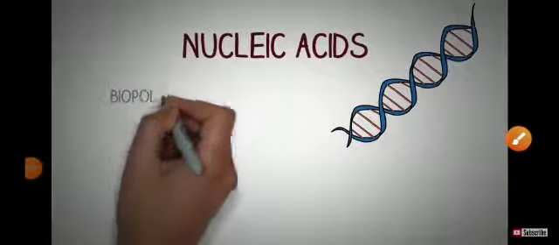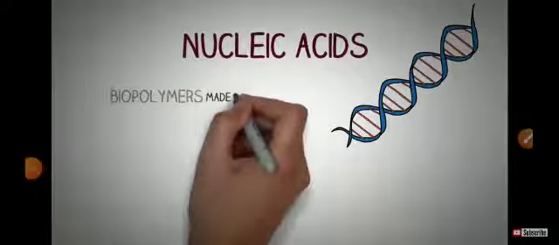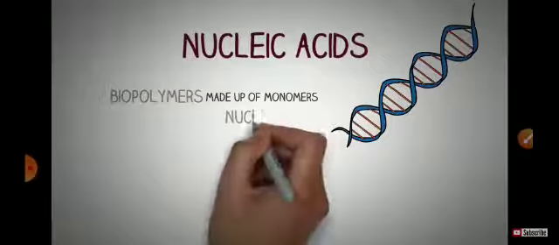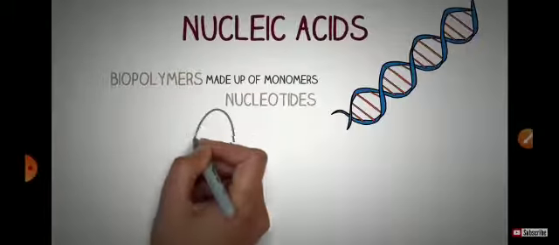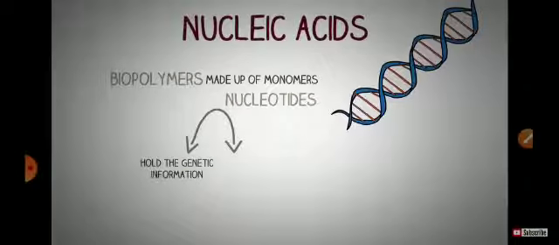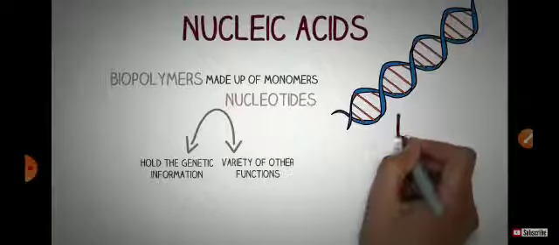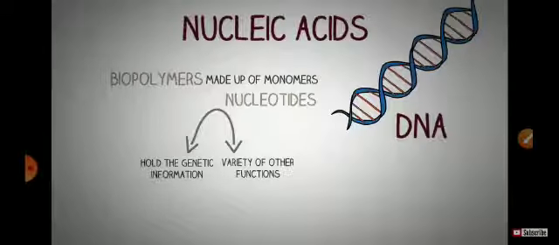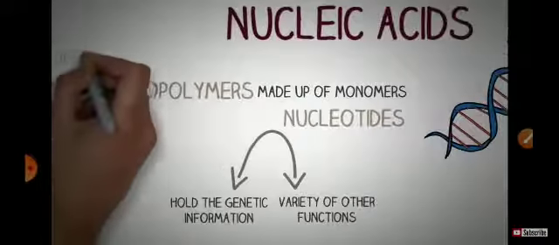Dear students, in this module we will be discussing chapter 5 molecular biology, the topic nucleic acids, which are biopolymers. That means they are made up of monomers of the nucleotides. They carry the genetic information and they act as the catalytic and adapter molecule. The basic nucleic acids are the DNA and the RNA.